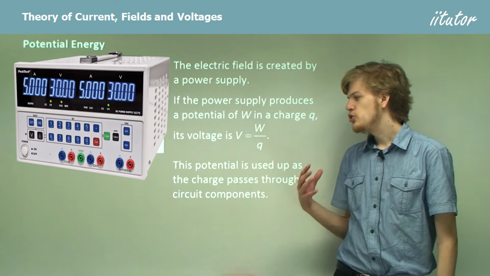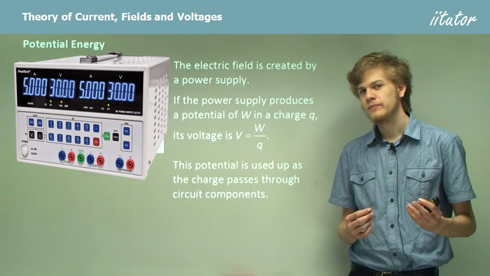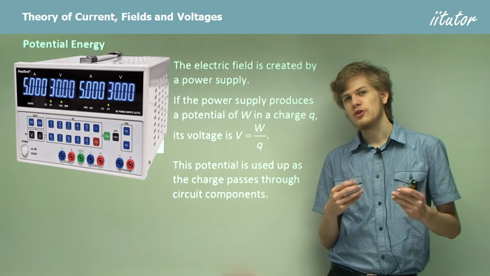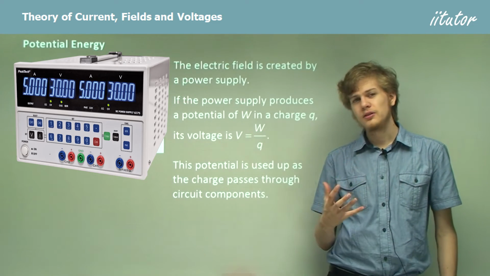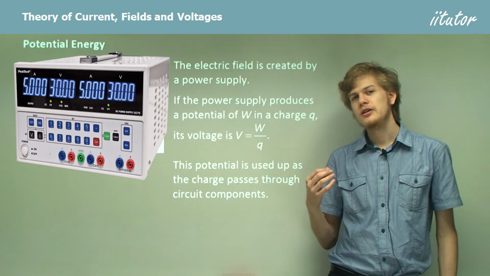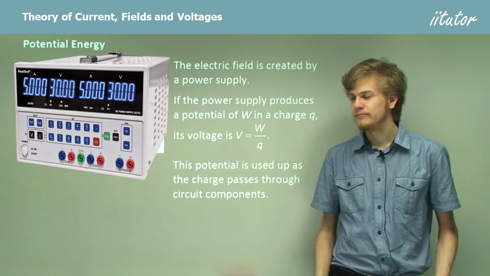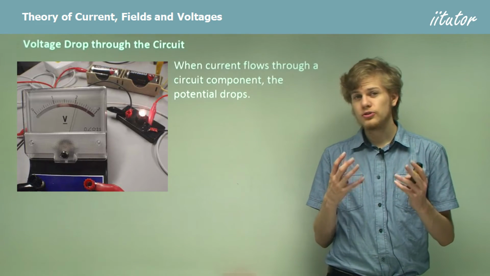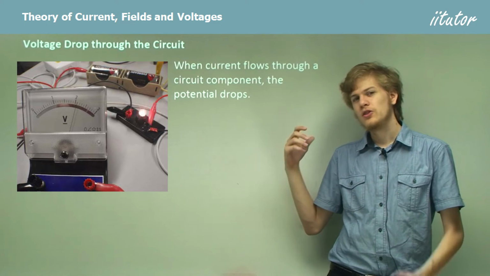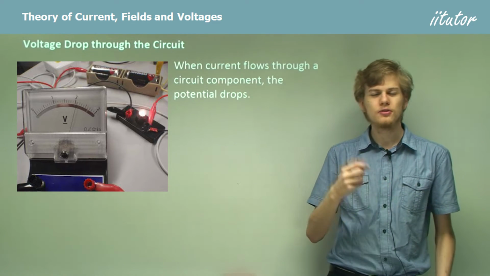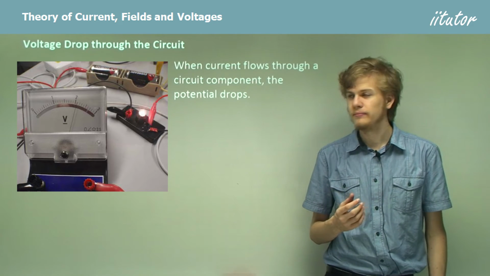So the potential is used up as the charge passes through the circuit components, right? When it passes through the circuit components, it sort of rolls down the hill of potential. It loses potential energy, and the potential energy is radiated away as heat from the circuit component. So when current flows through a circuit component, we say that the potential drops. The potential will go down because the particle is losing potential energy as it passes through the circuit component.